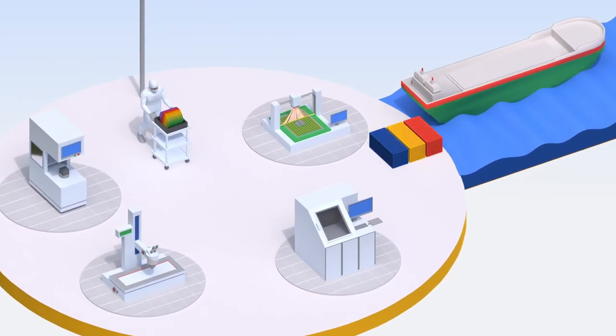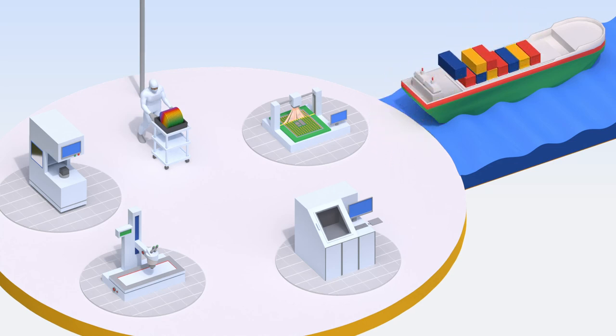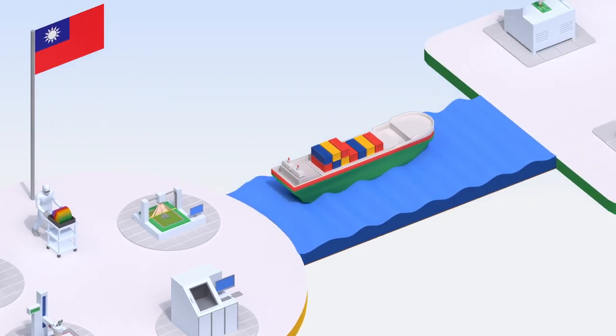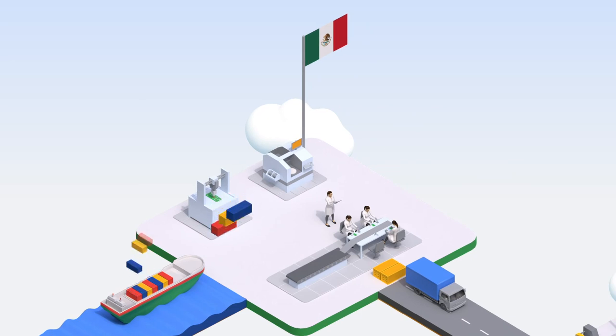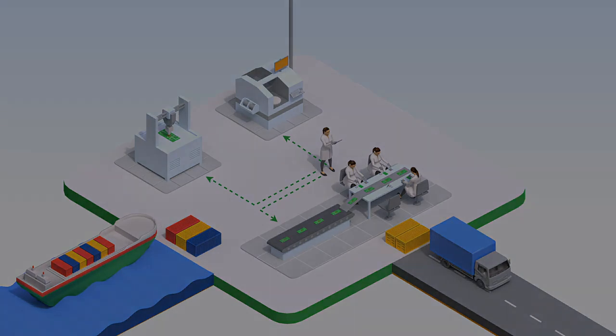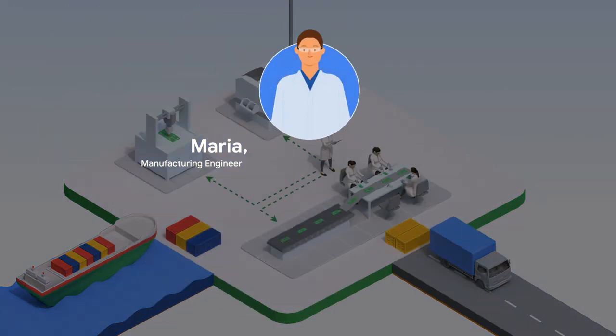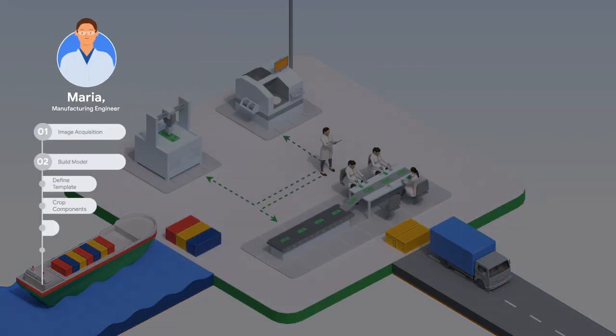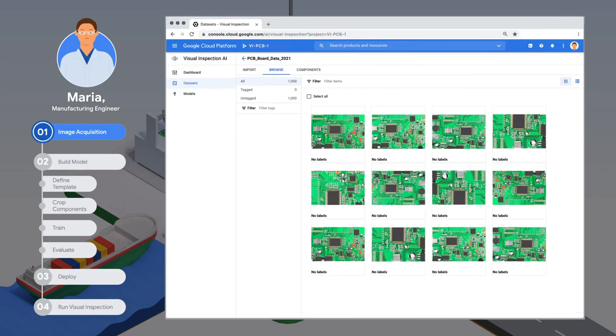The semiconductor chips from the fab are shipped up the supply chain to an electronics contract manufacturer in Mexico. The manufacturer makes printed circuit boards for a variety of customers and is focused on improving production yields by reducing rework and scrap. Maria is a manufacturing engineer implementing the visual inspection solution across multiple PCB assembly lines in their factory.